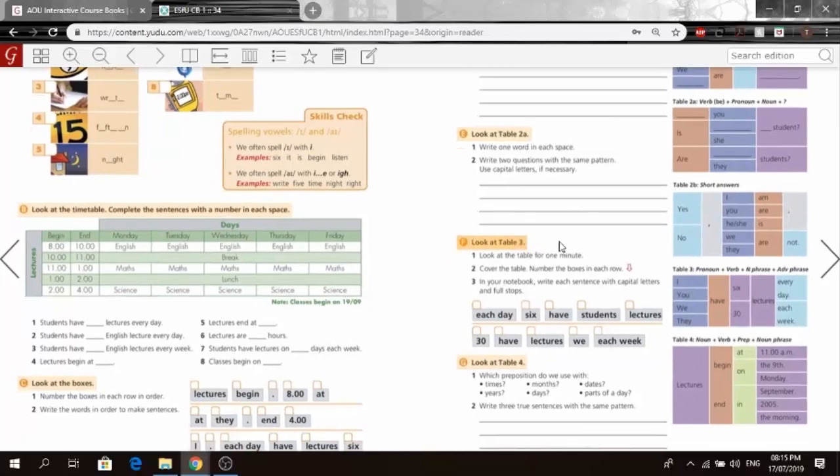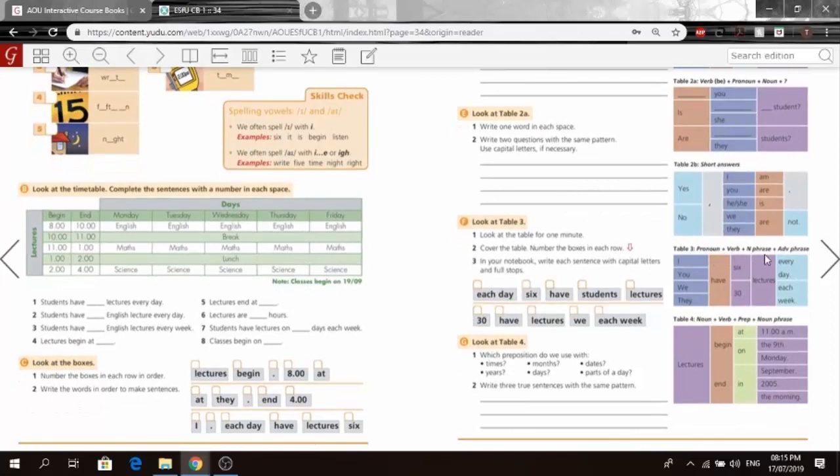Okay. Look at table 3 here. Now we have pronouns plus verb plus noun phrase plus adjective phrase here. So I, you, we, they have 6 or 30 lectures every day or each week. Now let's try to balance these sentences back. So like we did in the previous exercise, students have, so students will be number 1. Students have will be number 2. 6, so number 6 will be number 3. Lectures will be number 4, each day will be 5. Okay, so students have 6 lectures each day.